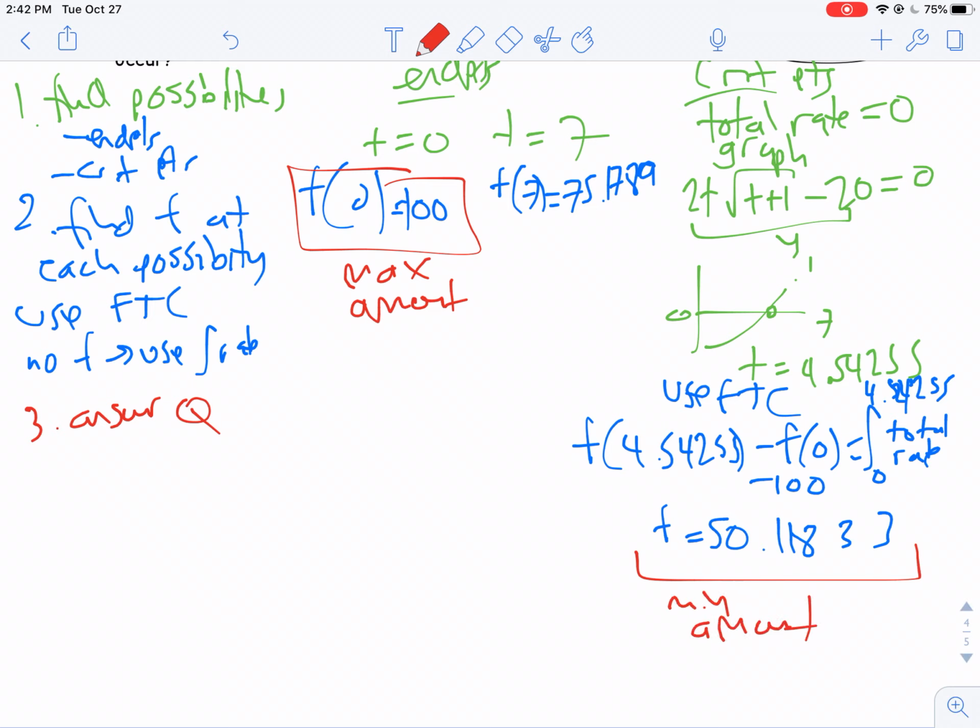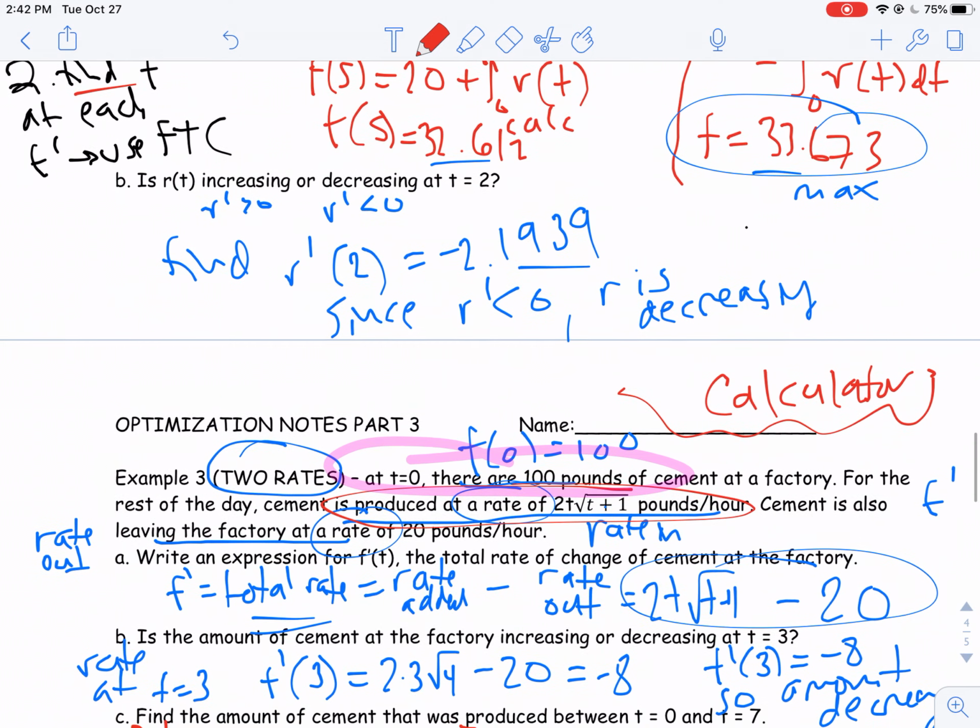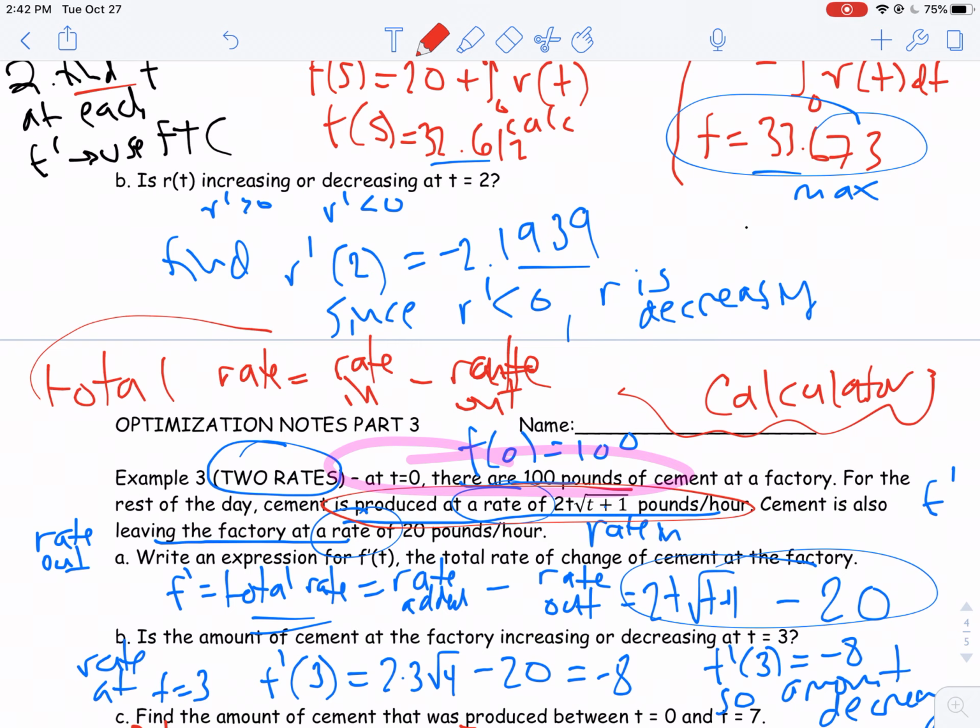Okay, so a similar strategy to the last video, in that we're looking at critical points, looking at endpoints, using the FTC. The new key on these is when you have two rates, going with that total rate to just equal the rate in minus the rate out. So how much is being added minus how much is being subtracted. And that's really the key on all of these problems.